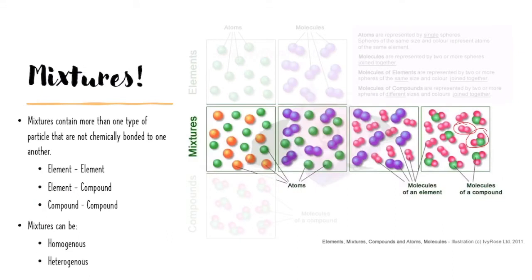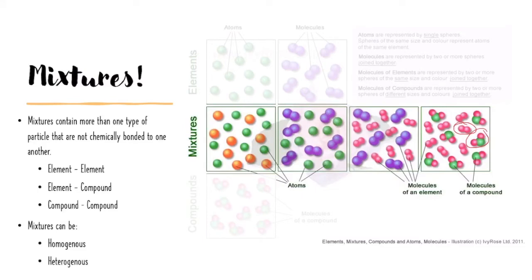All right, so now let's talk about mixtures. Mixtures can contain more than one type of particle that are not chemically bonded. So the important word there, the key word, is that in a mixture, we have things mixed together that are not reacting with each other. They're not forming chemical bonds.